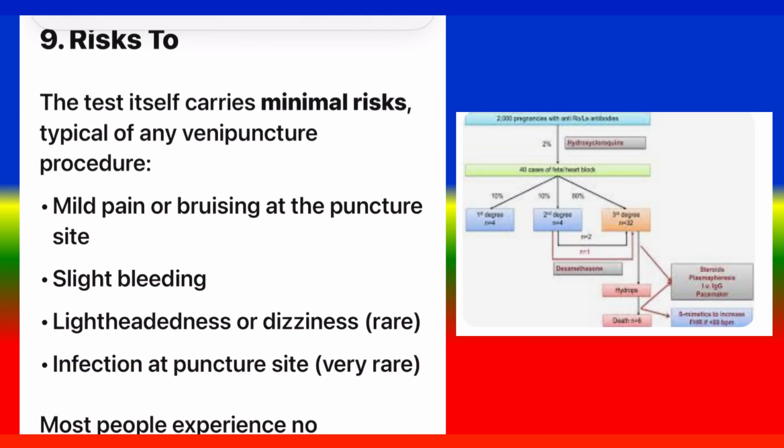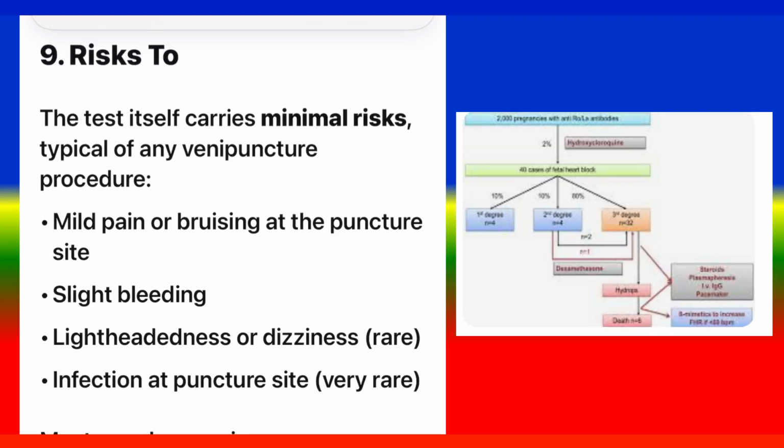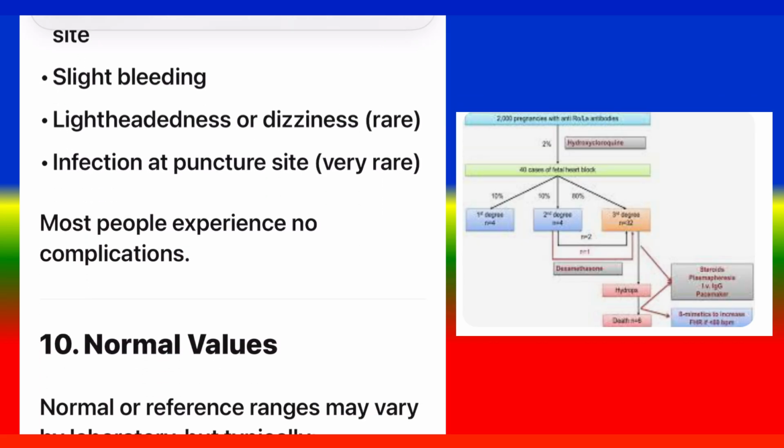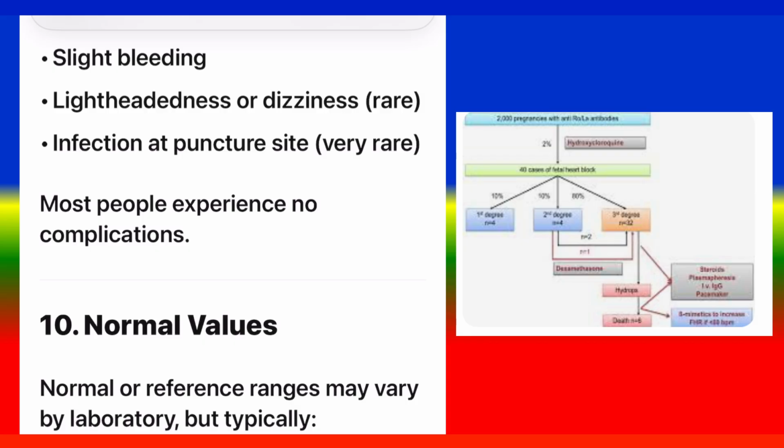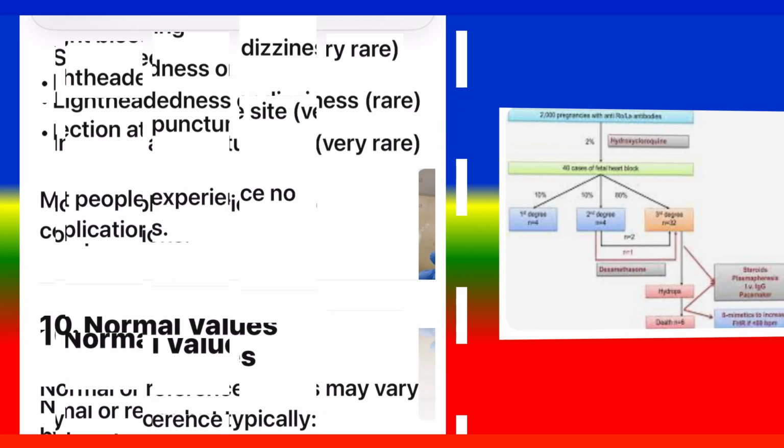9. Risks. The test itself carries minimal risks, typical of any venipuncture procedure: mild pain or bruising at the puncture site, slight bleeding, lightheadedness or dizziness (rare), infection at the puncture site (very rare). Most people experience no complications.